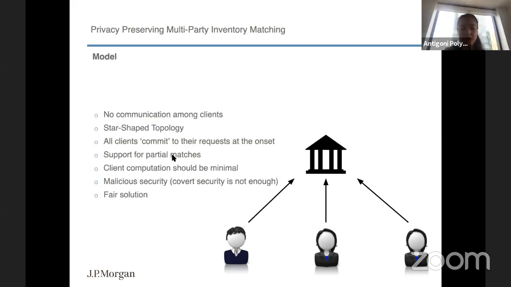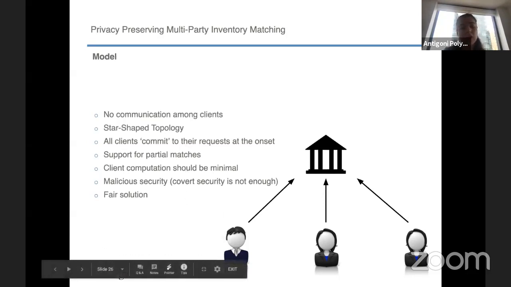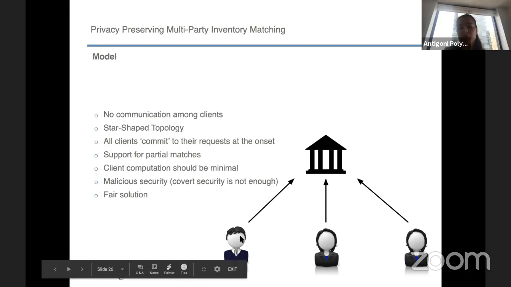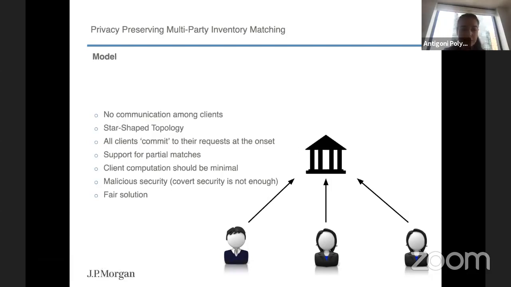Also, we want to support partial matches, and the client computation should be minimal. We should not use the clients to do all the matches, okay? So if we have, I don't know, 100 clients, we should not use the computation of all the clients to do all these matches.